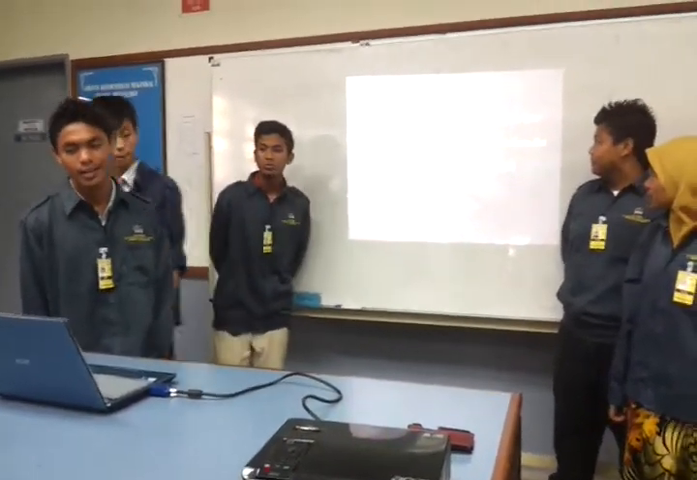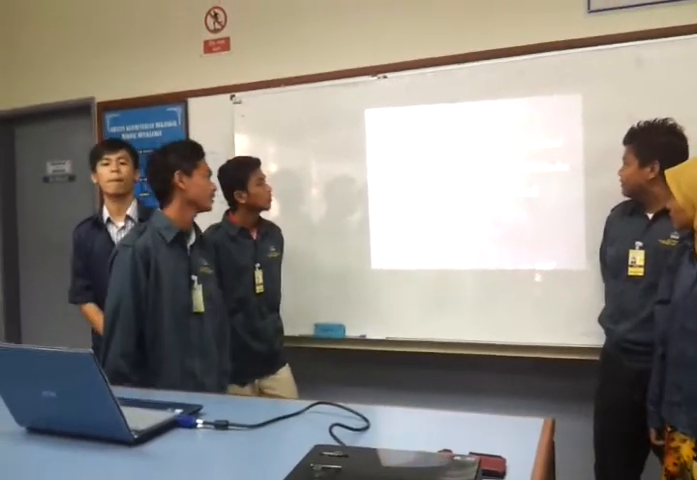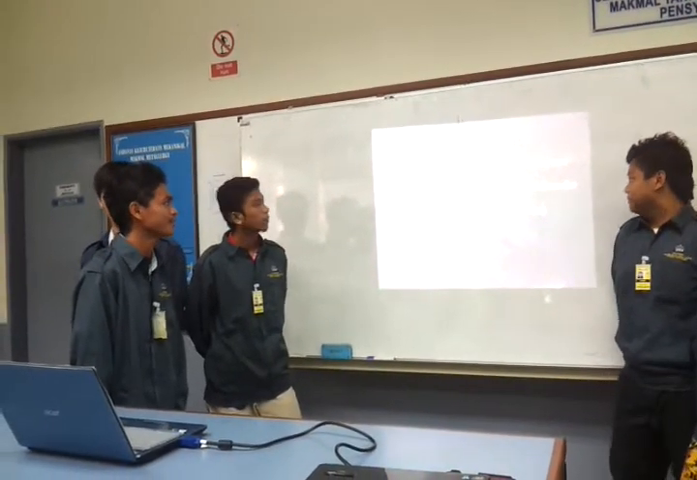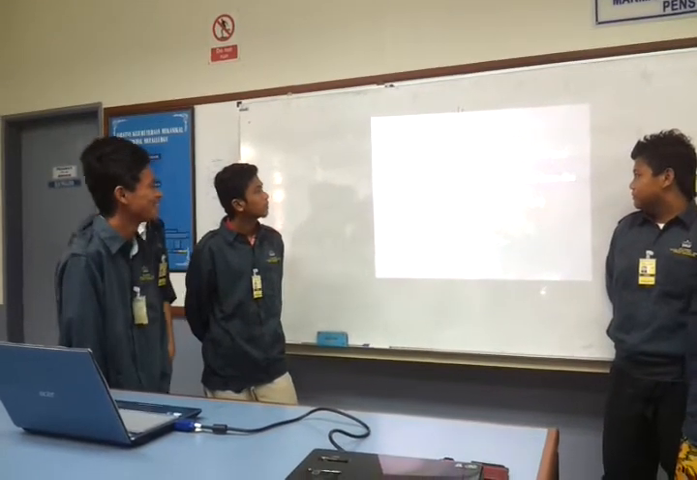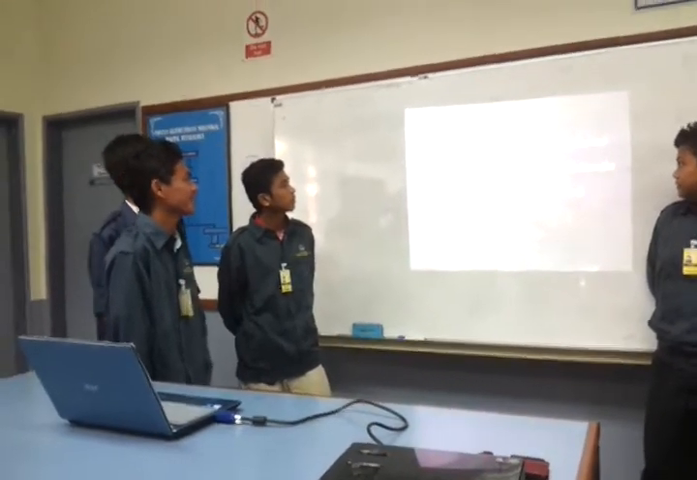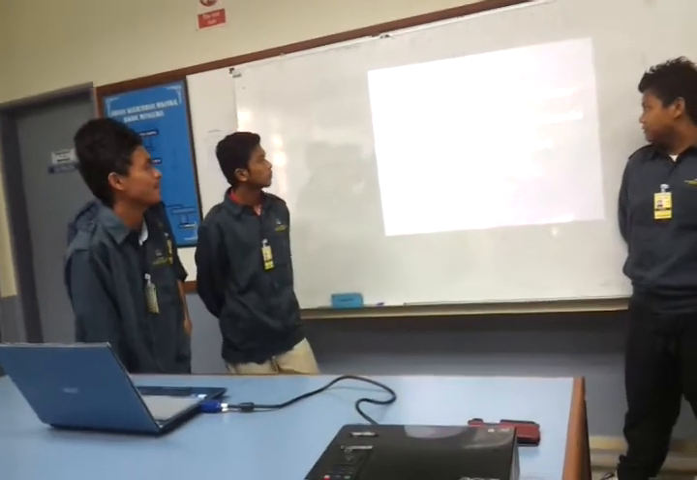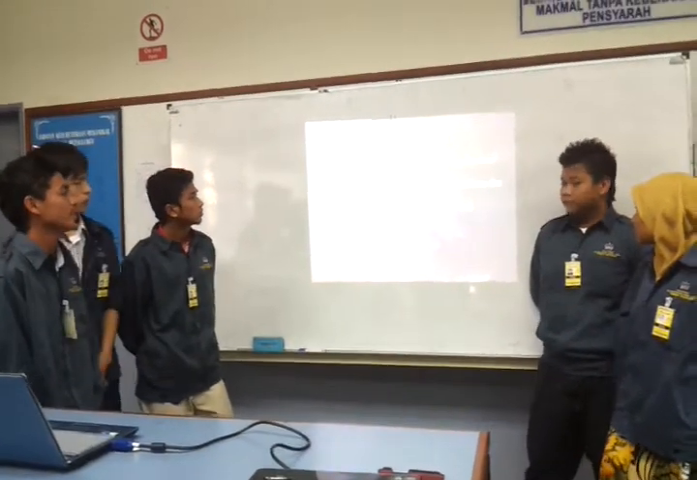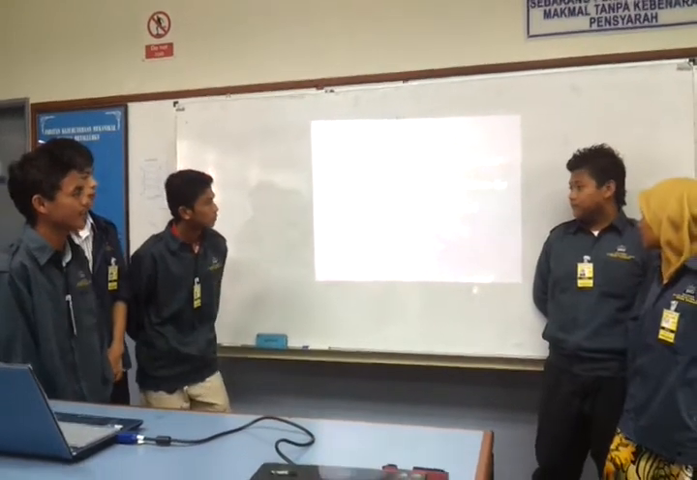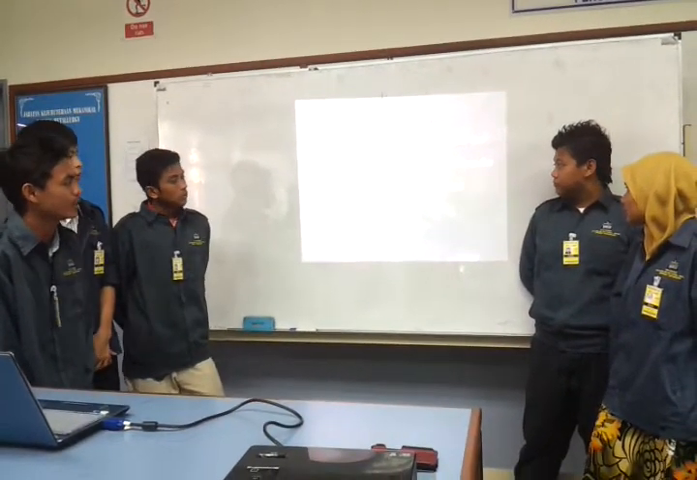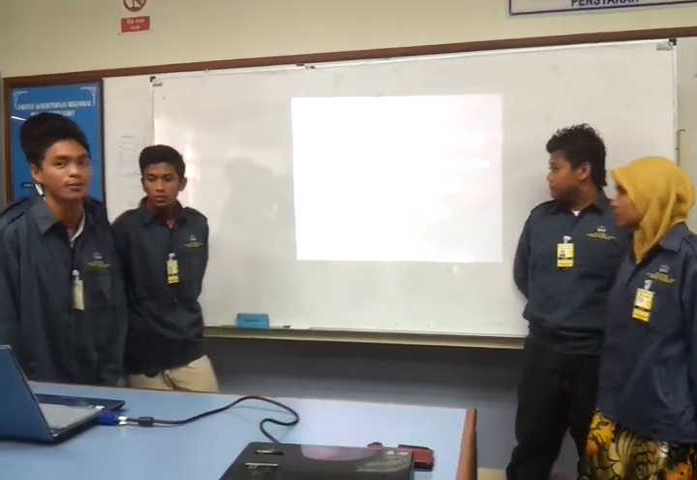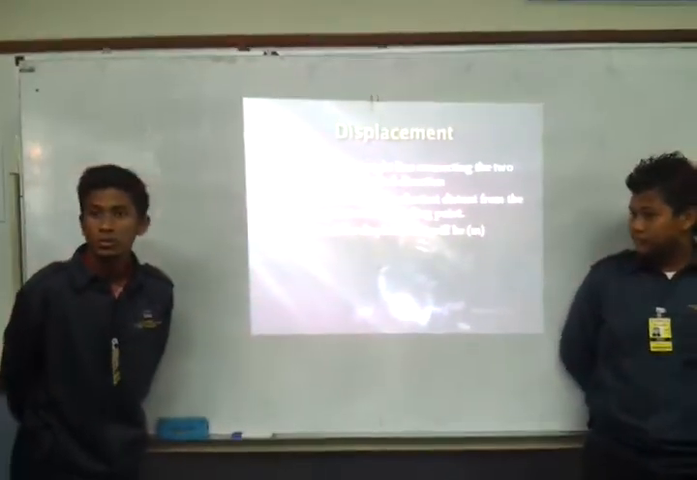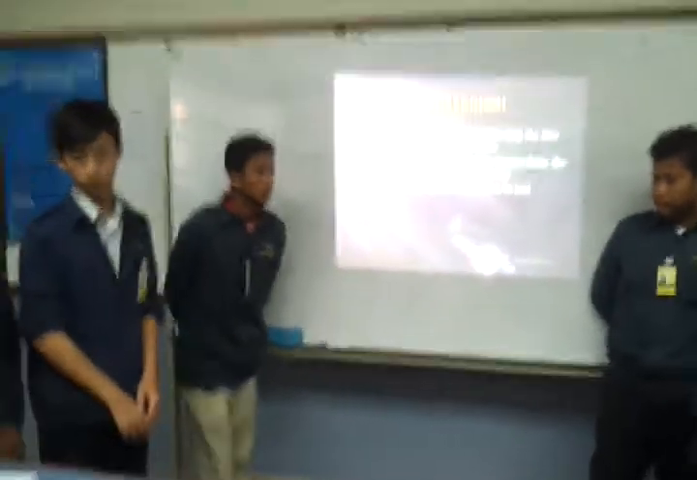Displacement, length of the straight line, the location is, it can be the shorter distance from the starting point and the ending point. The SI unit for displacement will be, and for the mass I will explain about this displacement.